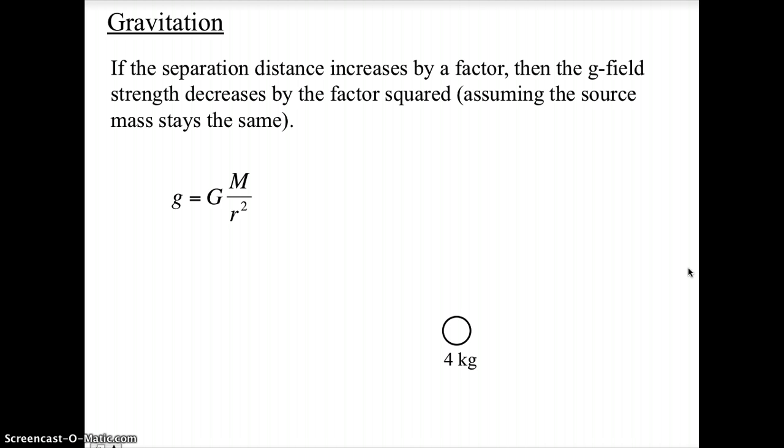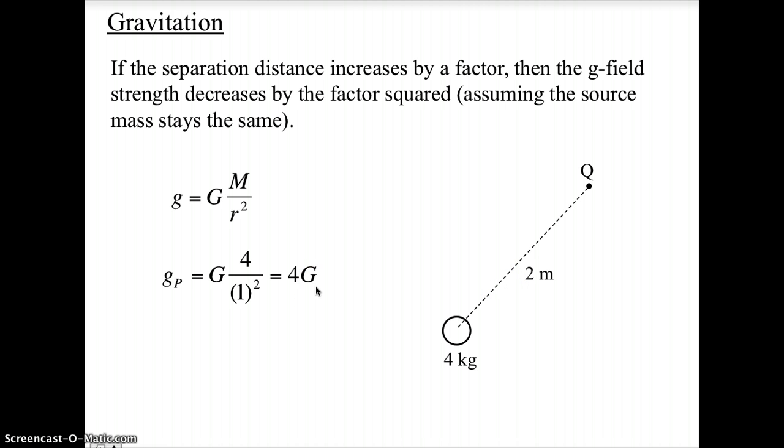Here's my 4 kilogram source mass, and I've got this first point, P, which is 1 meter away. The value of the field strength at P is big G times the mass, 4, divided by the distance, 1 squared, and that gives us 4G. Now I'm going to double the distance, r. So I look at point Q, which is 2 meters away instead of 1 meter away.